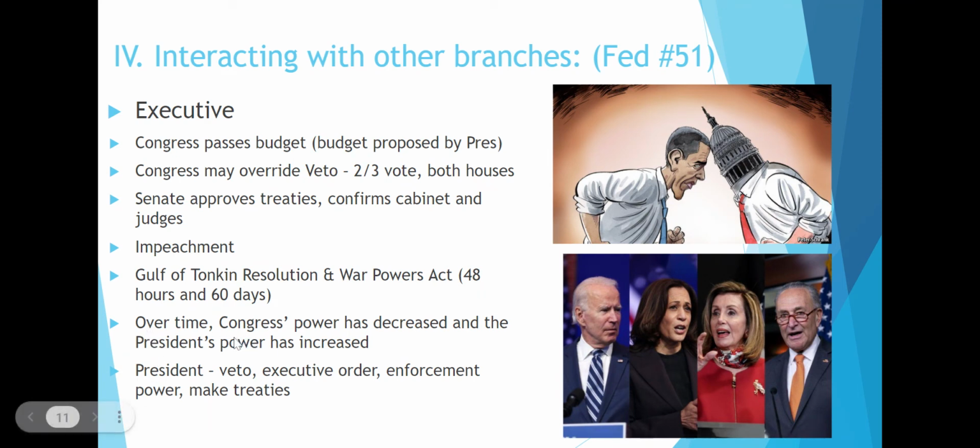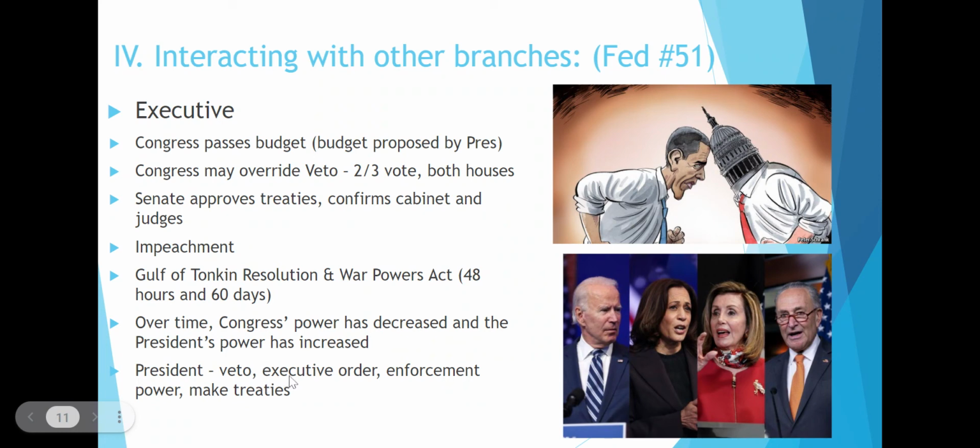Like this says at the bottom, over time, Congress's power has decreased, the president's power has increased. We will definitely see more of that when we get into our executive branch chapter, which will be the next one. When it comes to the president and the president's power to check Congress, the president can veto bills.